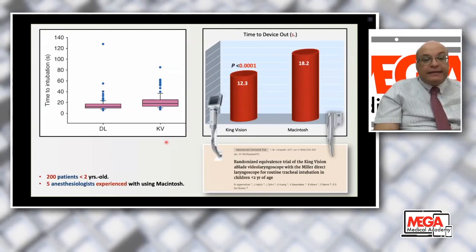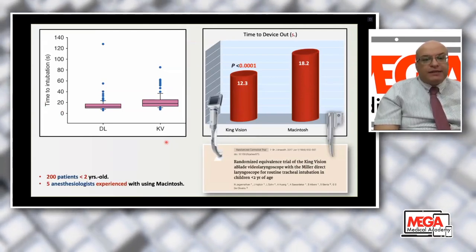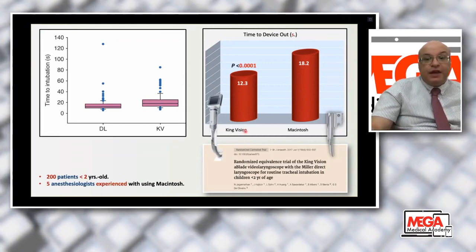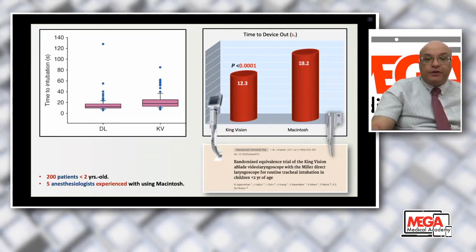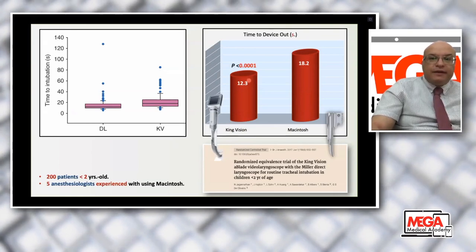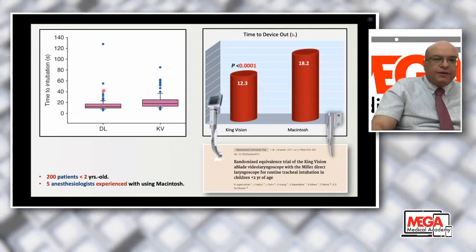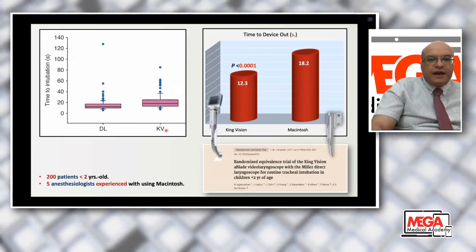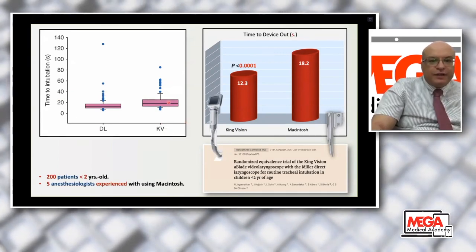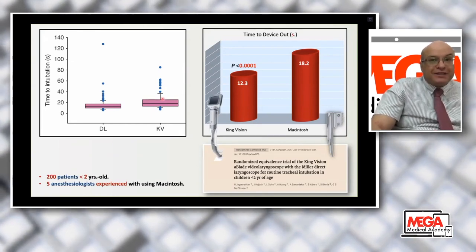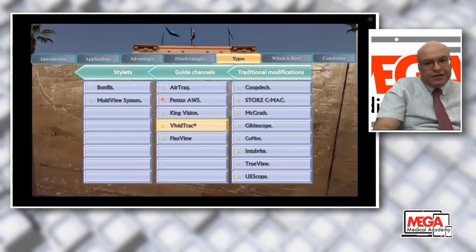Interestingly, in this study, including 200 patients less than 2 years old, by 5 experienced anesthesiologists using King Vision or Macintosh, time to device out is significantly less with King Vision. However, there is no difference in time to intubation between direct laryngoscopy and King Vision, with a trend towards higher time to intubation, but not statistically significant, with King Vision.